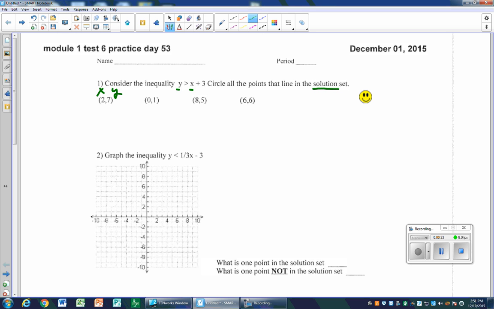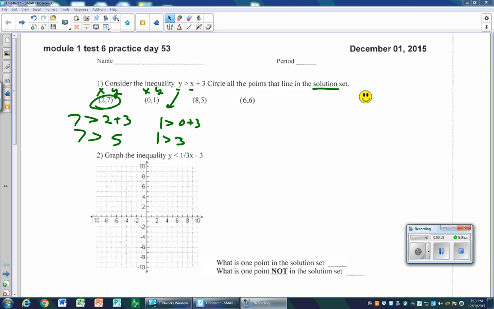The first one is 7 greater than 2 plus 3. Is 7 greater than 5? Yes. The second one, remember that's x and that's y. Well, the first thing is a 1, a y. Is 1 greater than 0 plus 3? Is 1 greater than 3? No, it is not. So because 1 is not greater than 3, that's a no.